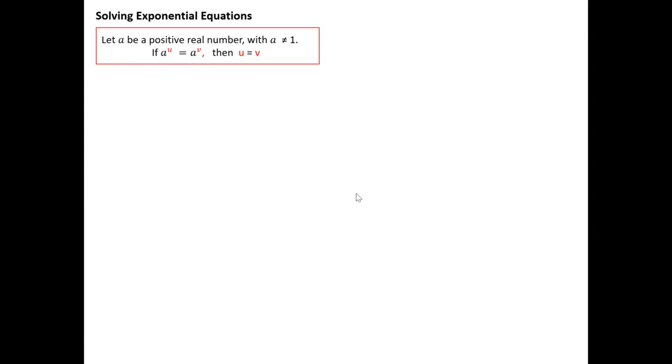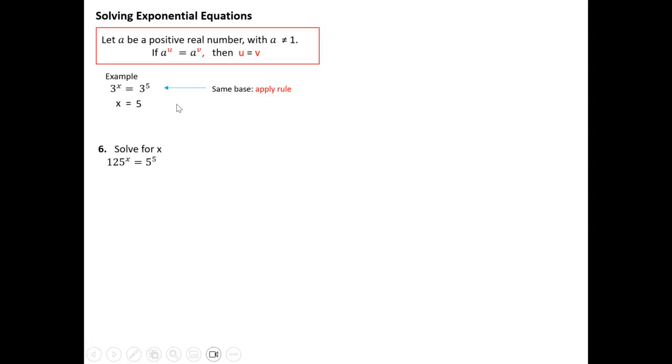Now comes solving exponential equations. Okay, and here's my property. Let a be a positive real number, with a not equal to 1. If a to the u equals a to the v, in other words, if you have the same base, we let the exponents equal each other. Okay, example. We have 3 to the x equals 3 to the 5th power. If you notice, we have the same base, right? So that means we can apply the rule, which means x must equal 5. So the answer is 5.